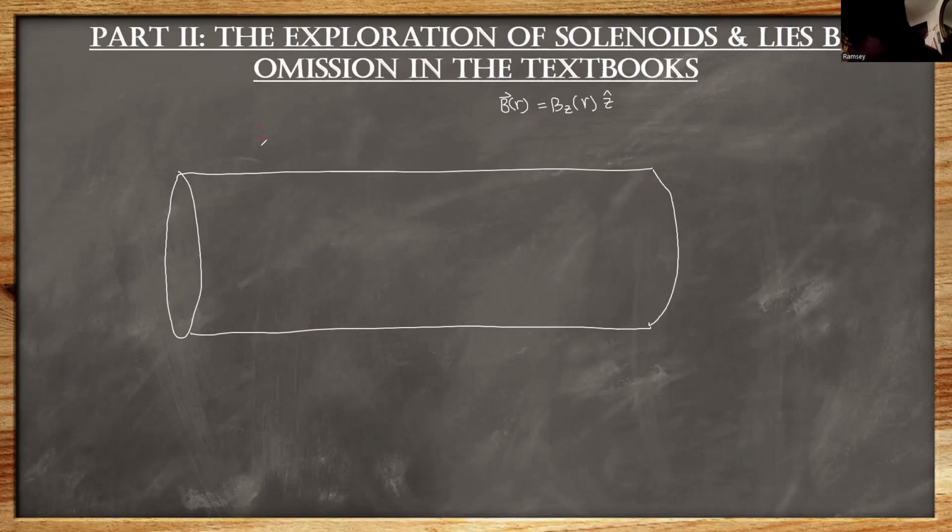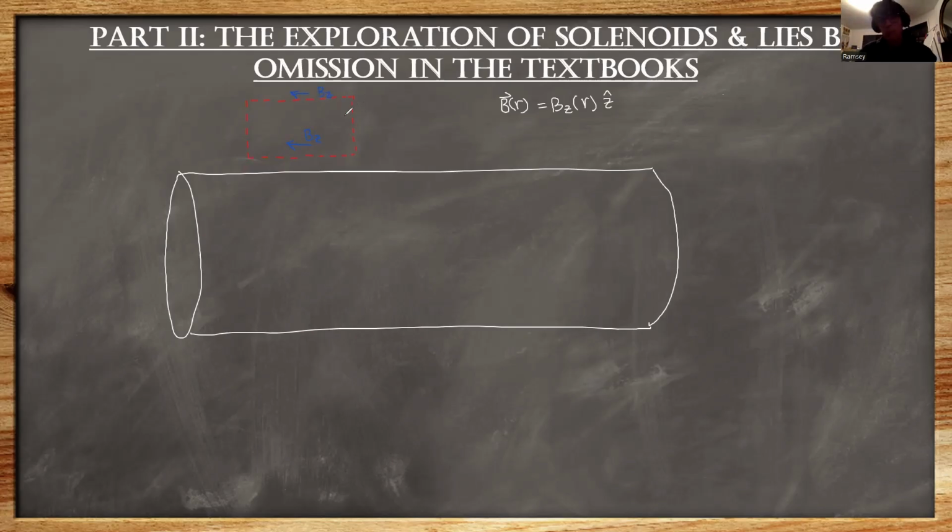So I'm going to cut an Ampere loop. Actually, let's do it on the outside. I'm going to draw an amp loop right here. So if you have an amp loop here, ostensibly there could be a B field right here, a BZ there, and there could be a BZ up here.